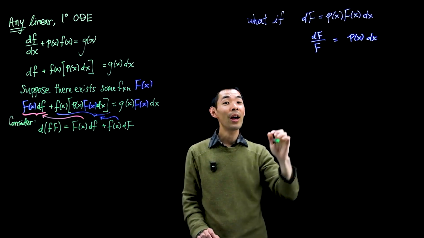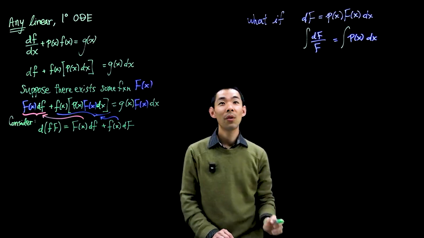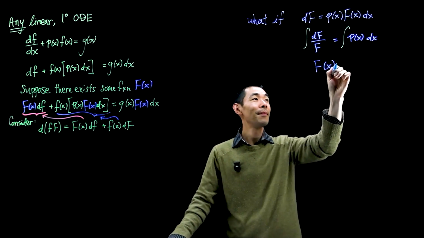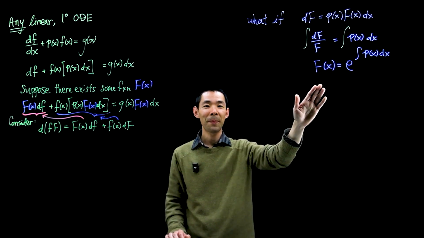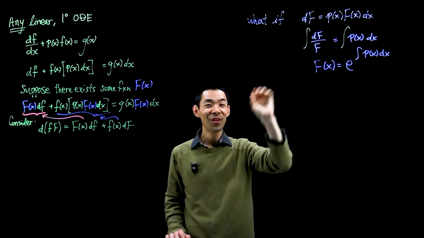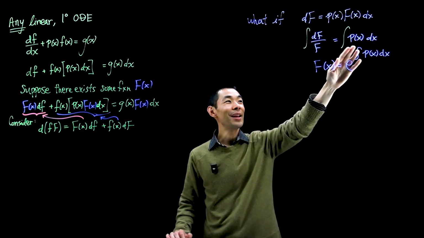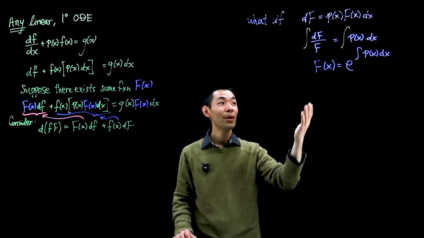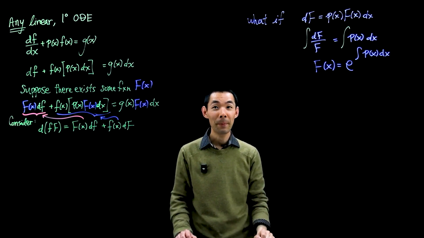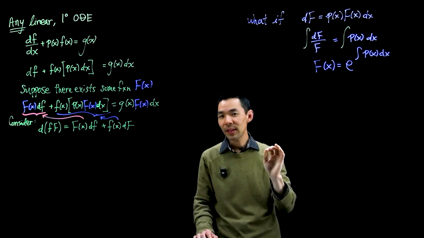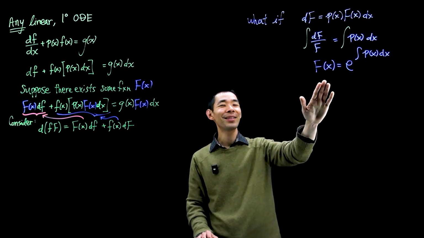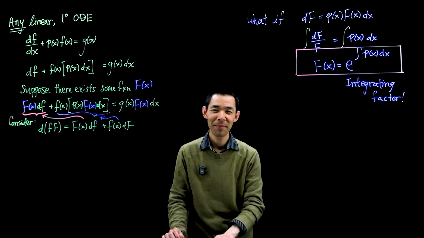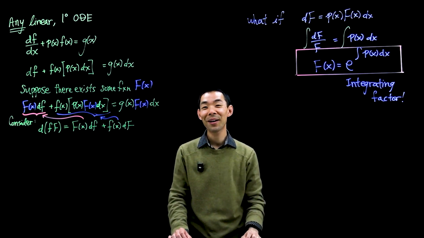I've just brought the capital F over onto the other side. We can just integrate both sides of the equation, and out comes this equation right here. You get a log F on the left-hand side. You get the integral of p dx on the right-hand side. You take the exponential of both. Boom, out comes this expression right here. Now, you've probably seen this before. It's called the integrating factor. Okay, so you've seen this before, the integrating factor.